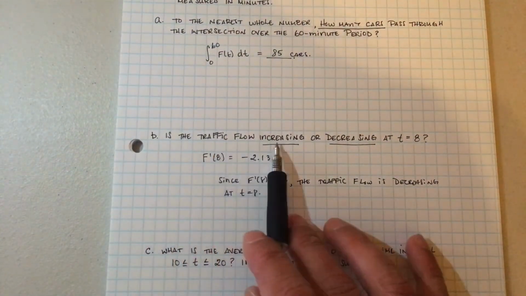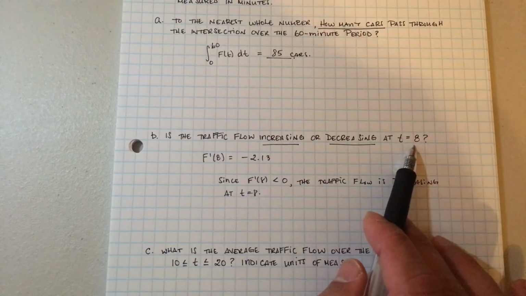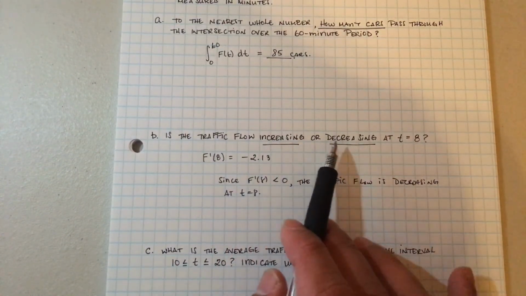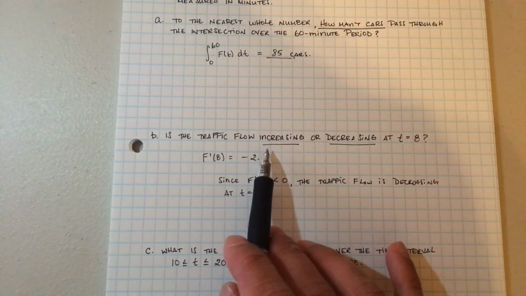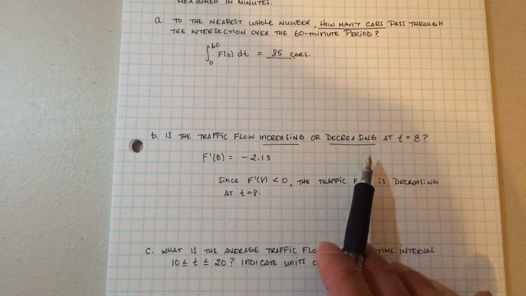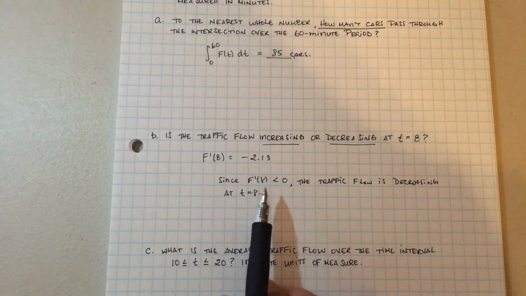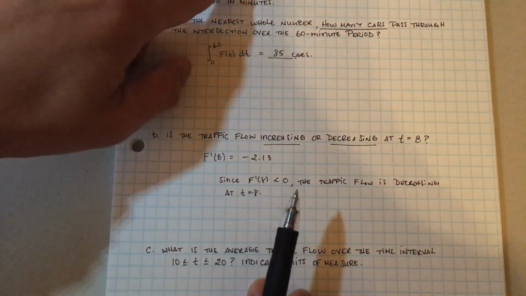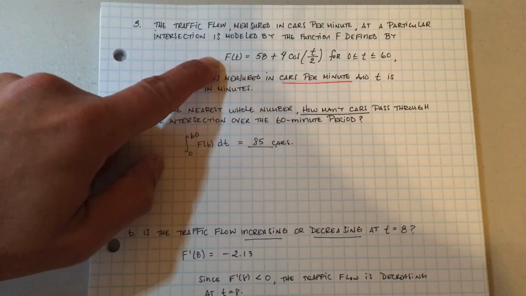Is the traffic flow increasing or decreasing at t equals 8? Well, increasing or decreasing has to do with the rate of change. And so I know I have to take the derivative of this guy. Okay, so I have to take the derivative of this rate of change.